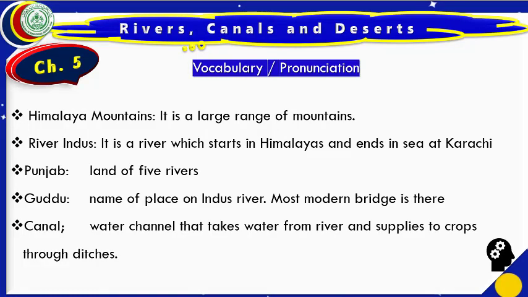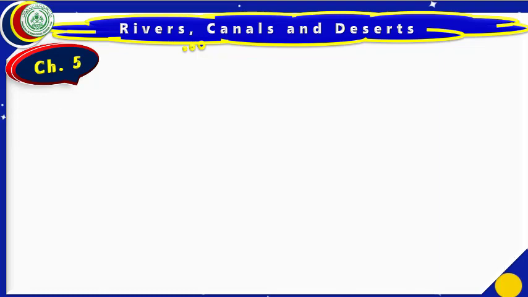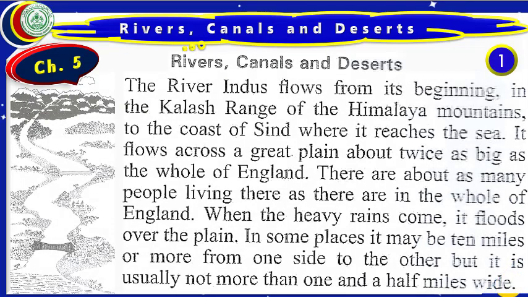Dear students, after getting some familiarity with these terms, we are able to start our lesson. Now we shall read the lesson. The name of the lesson is Rivers, Canals and Deserts. River is a water channel. Just like River Indus, it starts in Himalayas and ends in Karachi. Canal is a water channel. Canal takes water from the river and provides to the crops. Desert is an area where there is a lot of sand. Less water is there and we cannot grow crops over there very well because of shortage of water.